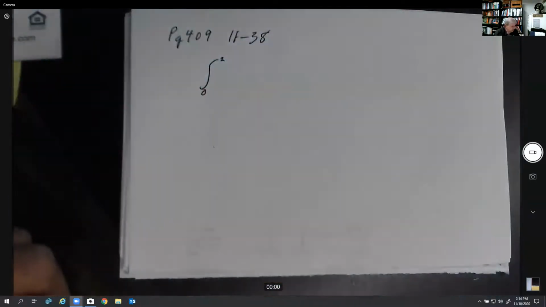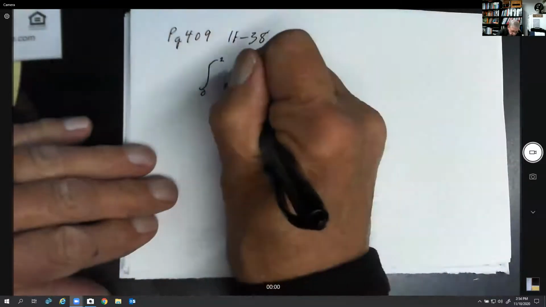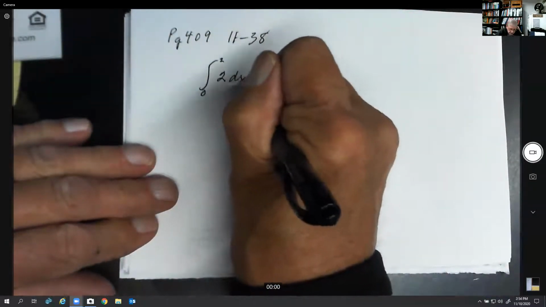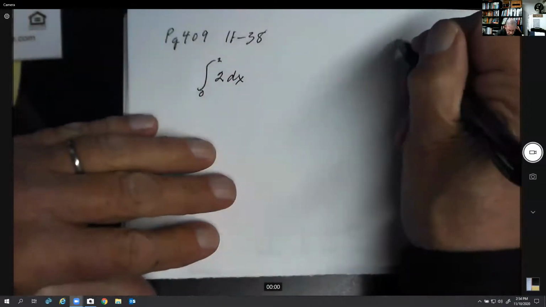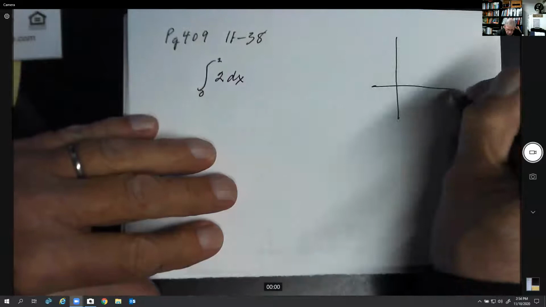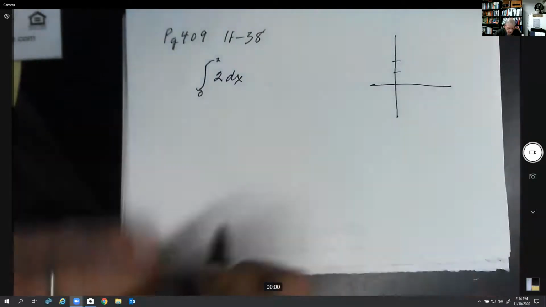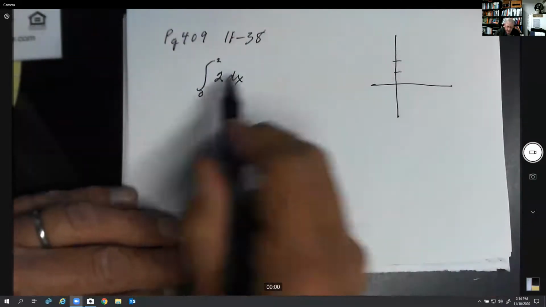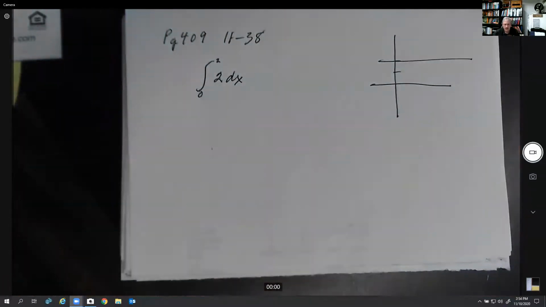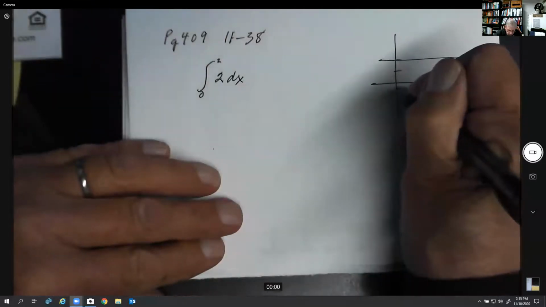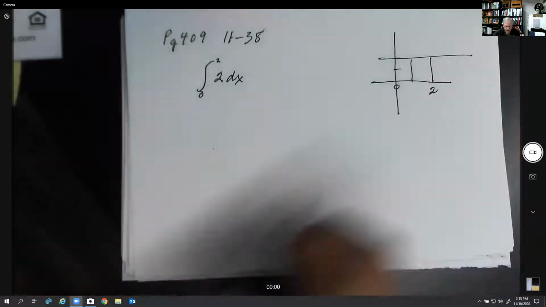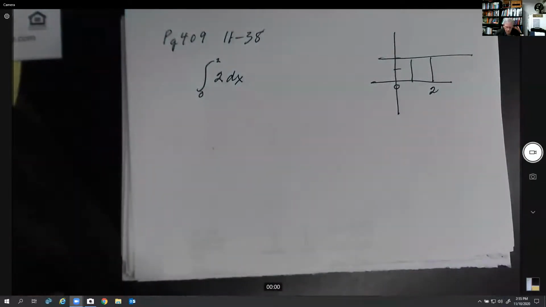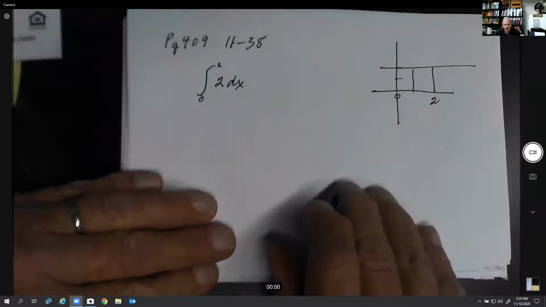Here's the integral, 2 to 0. And here's the problem, 2 dx. So what they're saying is, if we had this function 2, and basically this is what the y value is. It's shooting across here. It's just going to be a straight line. And we wanted to go from 0 to 2. What would the area be underneath here? What could we assume the area under here would be?